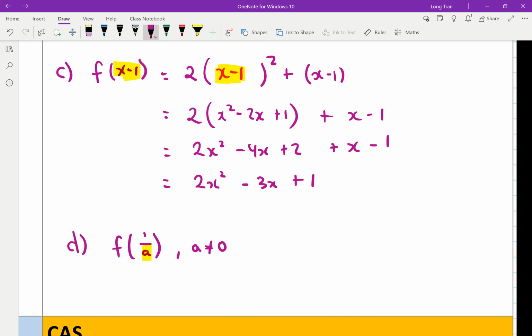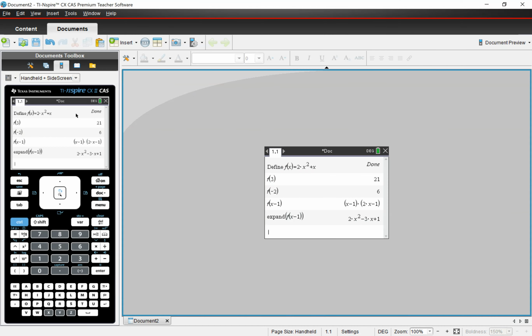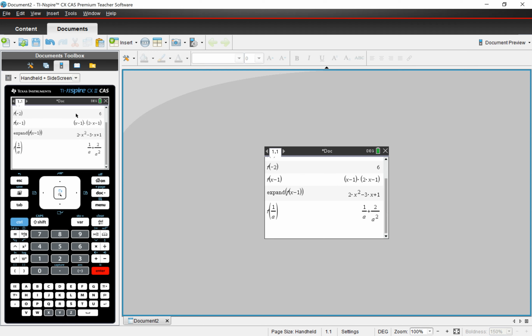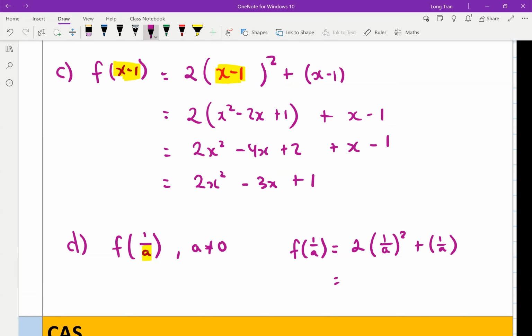But essentially, how do I work it out? F of 1 over a just means it's 2 times 1 over a squared plus 1 over a. I'm just replacing all the x's with 1 over a, and I'm going to just type it on my calculator here, f of 1 over a, and that gives me 1 over a plus 1 on a squared.